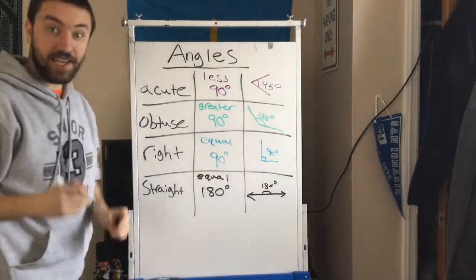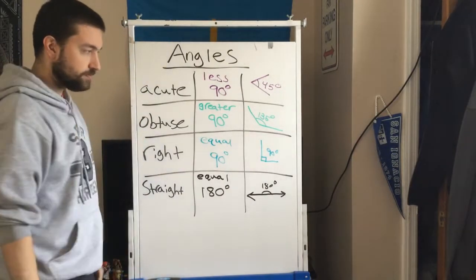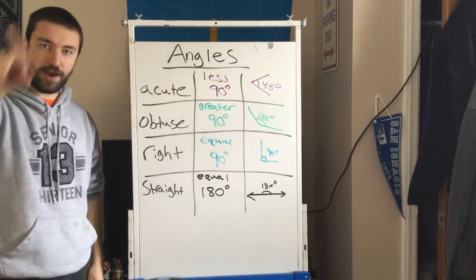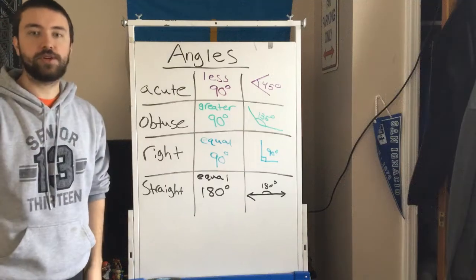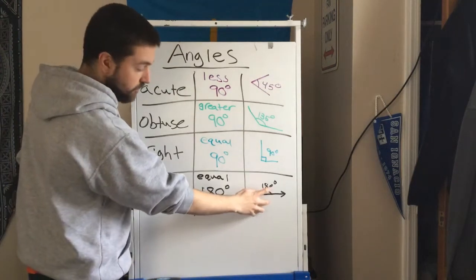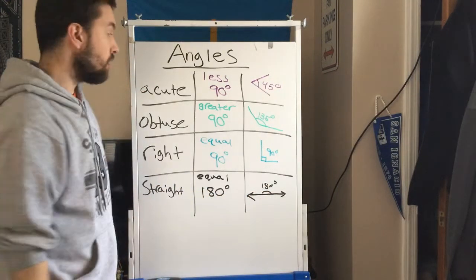Every single line is a straight angle, 180 degrees. Now, one other thing we should keep in mind is how many degrees it takes to go around a full circle, and that is 360 degrees. Because if we look here, this is half a circle. 180 plus 180 is 360, and that would be all the way around.